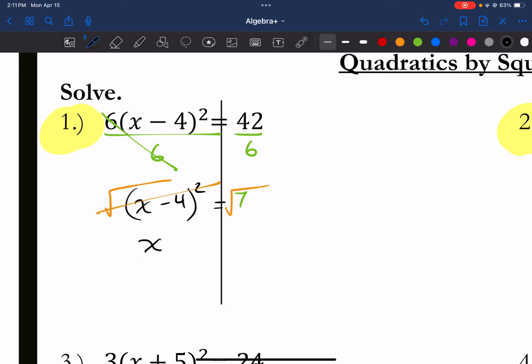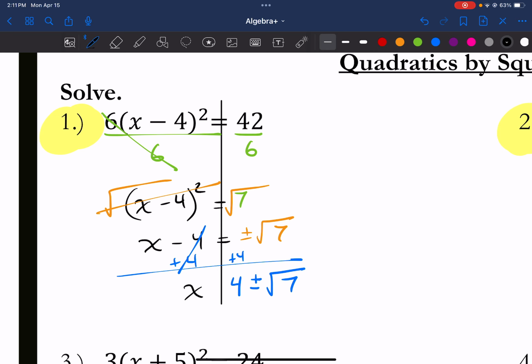I'm left with x minus 4 equals positive negative square root of 7. I can't simplify that, so I'm going to have to leave it as a square root, and I can't even simplify the radical. So it stays as is. And then I still have to isolate my variable, so I'm going to add 4. This is going to look a little different than what we're used to, but it's going to be 4 plus or minus square root of 7. We're not actually solving for what square root of 7 is, as it's an irrational number. So here is our final answer.